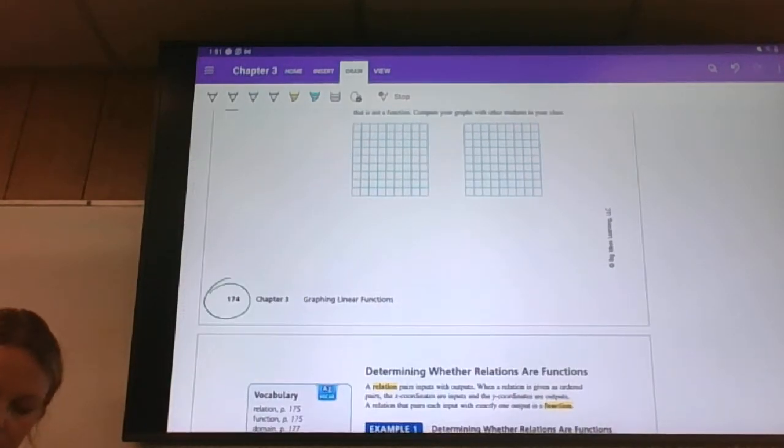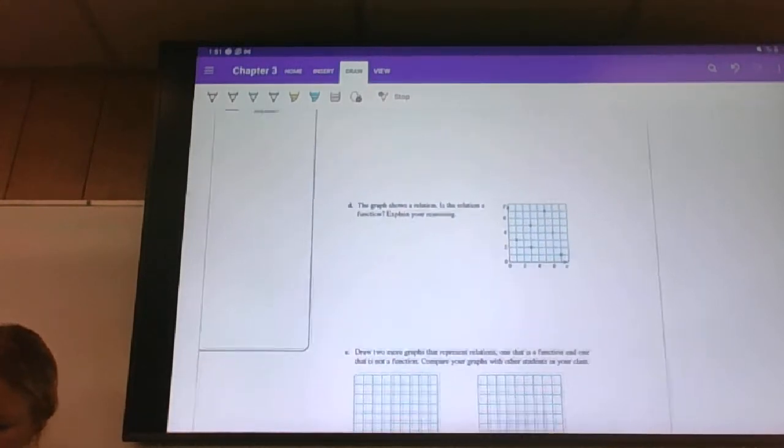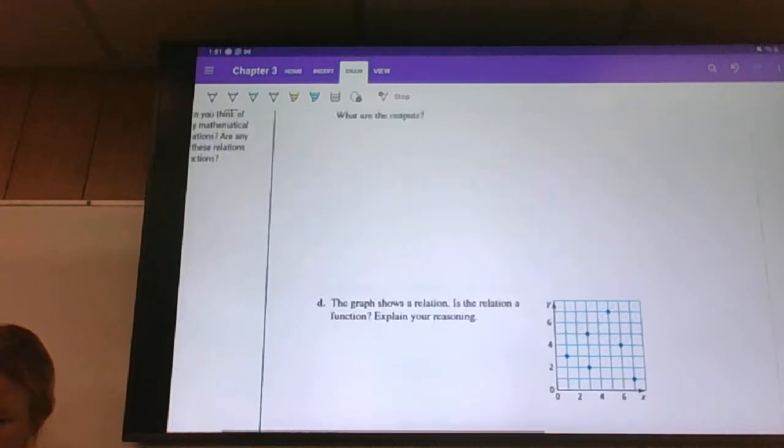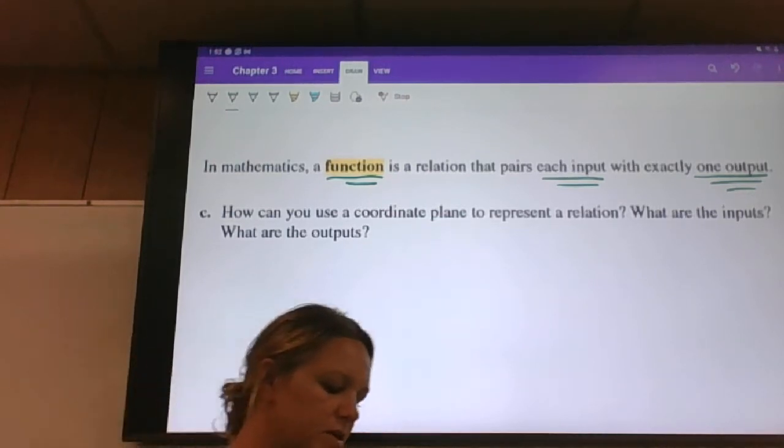We're on 174 right now. In math, a function pairs one input with exactly one output. Underline that, just like I have. And answer this: How can I use a coordinate plane to represent a relation?